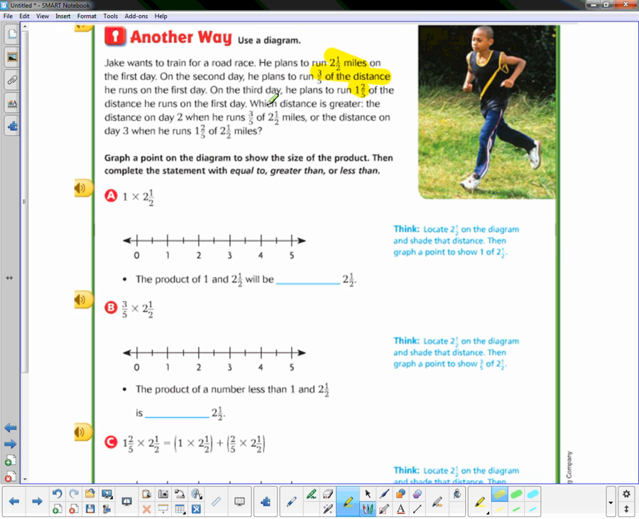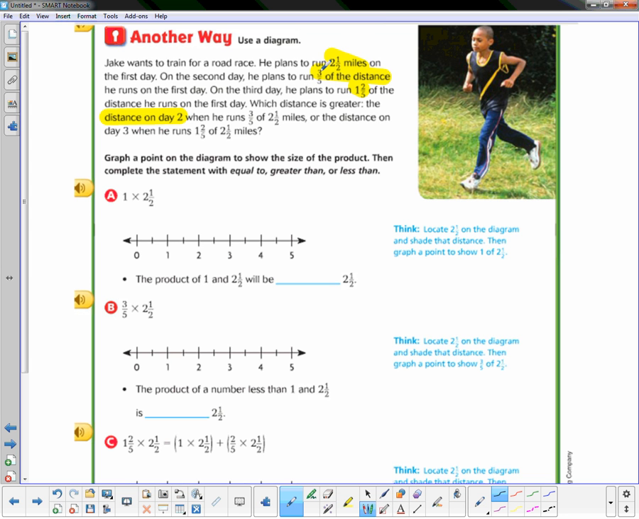Wow. What distance is greater? The distance on day 2 when he runs 3/5 of 2.5, or the distance on day 3 when he runs 1 2/5 of 2 1/2? Wow, that was a really complicated question. And when things get complicated, we've got to go back and double check to see if we understand what is going on.